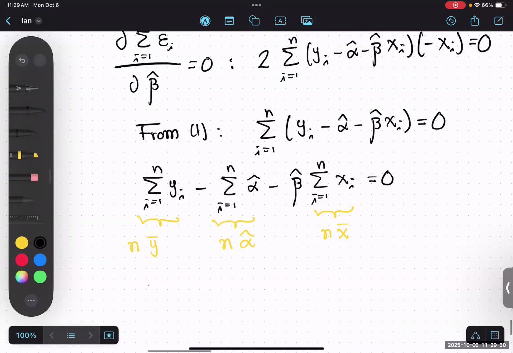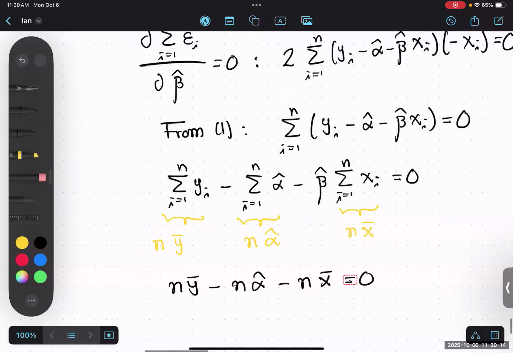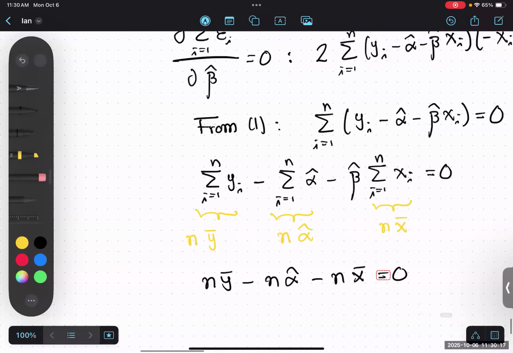So I will re-express everything as we just identified in yellow. And this has to be equal to 0, right? So from here, it is just, hold on, I was missing something. I was missing the beta. I'm gonna say n times beta hat x bar. Okay, now we're good.